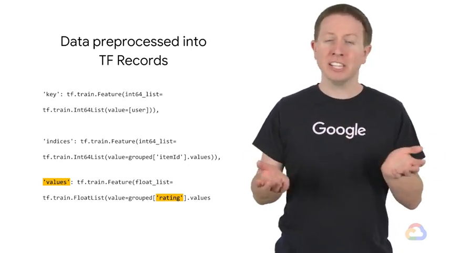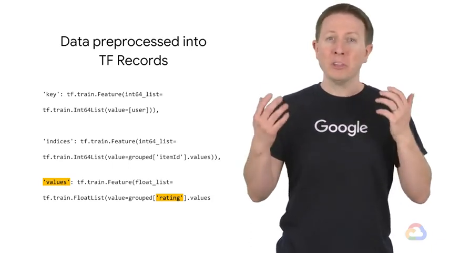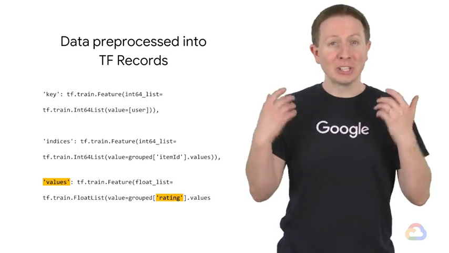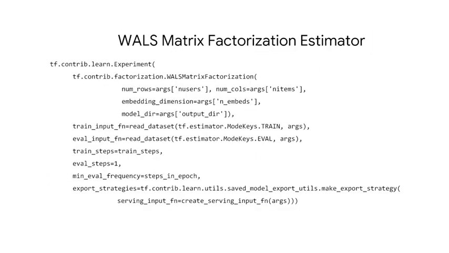But just how does this get into our estimator? What even are the pieces needed to get the WALS matrix factorization estimator to work? Let's look. Here's the code to run the WALS matrix factorization estimator. At the moment, WALS is a contrib estimator, so I'm using Experiment, and we'll be using learn_runner. We need to tell WALS how big our matrix is, how many users and how many items are in our interaction matrix. We need to give the number of dimensions, or latent factors, we want to compress our interaction matrix down into for our embeddings.